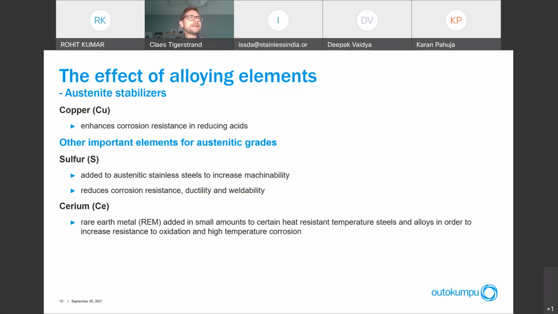Then cerium finally is a rare earth metal, and it's added in very small amount in some heat resistant grades to improve both the oxidation and the high temperature corrosion properties.